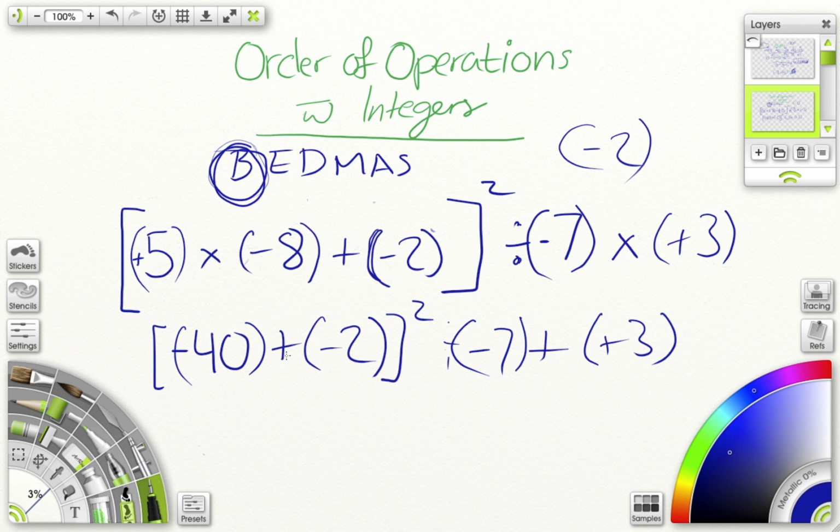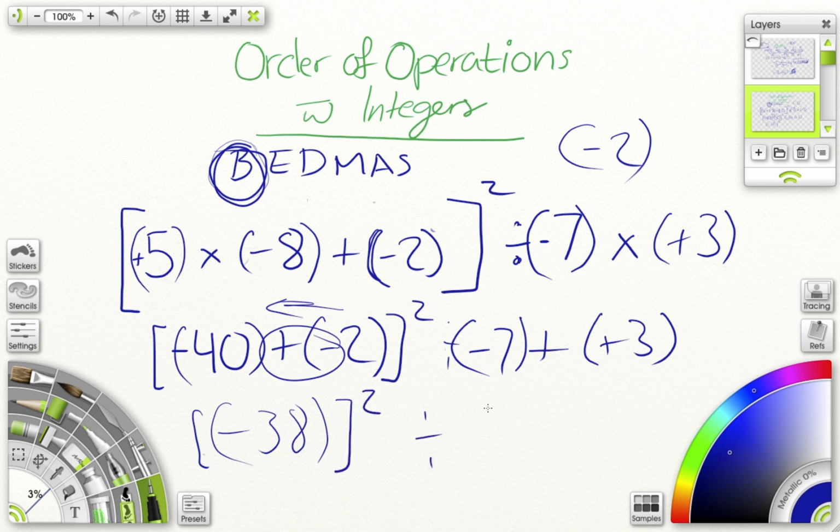So I have negative 40 plus negative 2. There's two opposite symbols right beside each other, so I'm at negative 40, and I'm going to the left. So I know I'm going to be at negative 38, because if I was going on a number line, I had to go 2 spots to the left. So I'm at negative 38 to the power of 2 divided by negative 7 plus positive 3.